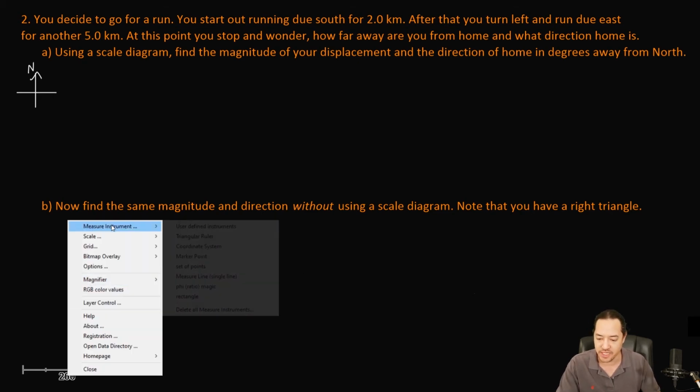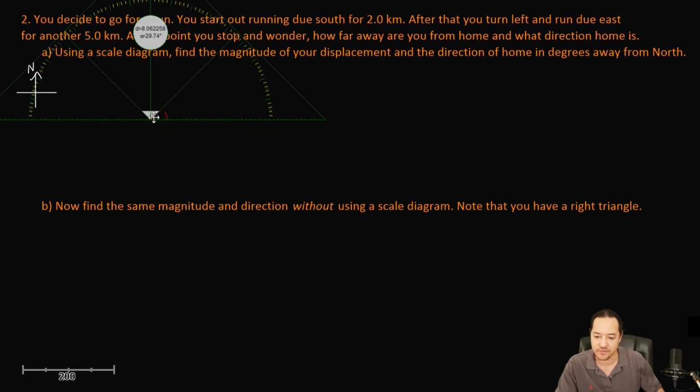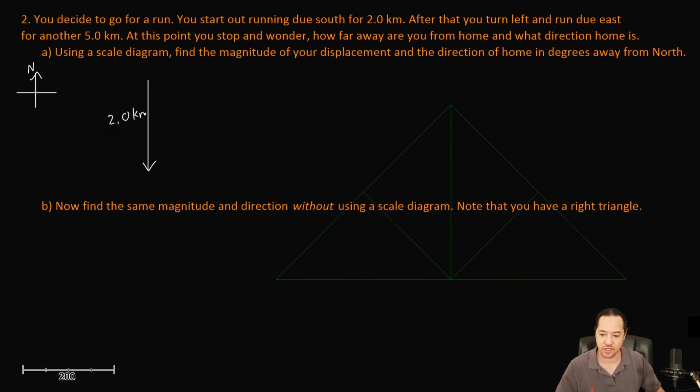Okay, so you start running due south for 2 kilometers. Let's do that. Let me bring back my little ruler. And let's say that we're running south for 2 kilometers. And again, I'll say 200 pixels represents 2 kilometers. Okay, let's do that. So 200 pixels around here, and we should be pretty good. Oh, let me draw a straight line if I can. There we go. Okay, so this is going to be 2.0 kilometers due south. Okay, perfect. And let me move this up a little bit so we have some more room. Okay, so that's our first vector.